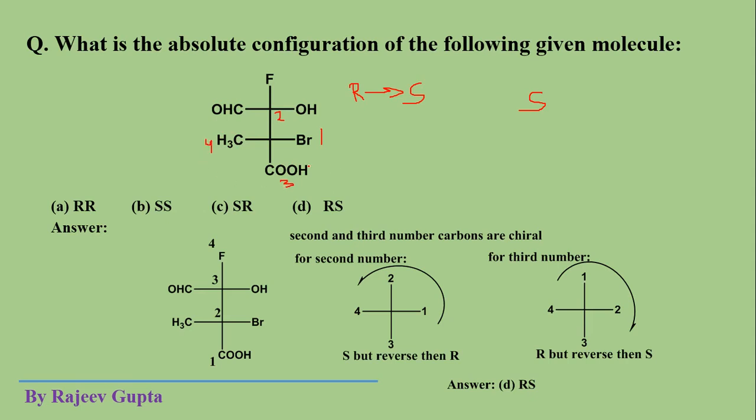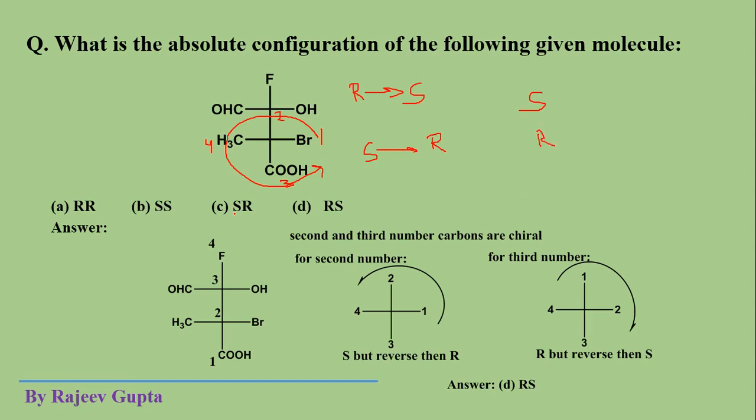Now apply the chirality rule, 1 to 2 and 2 to 3. We get an anti-clockwise direction, so we should get S. But the fourth priority group is attached to the horizontal line in the Fischer projection, so we will reverse the answer. It is R. So this is R.